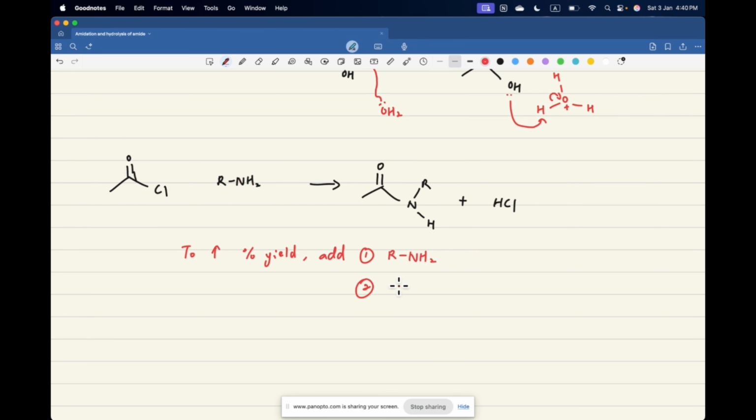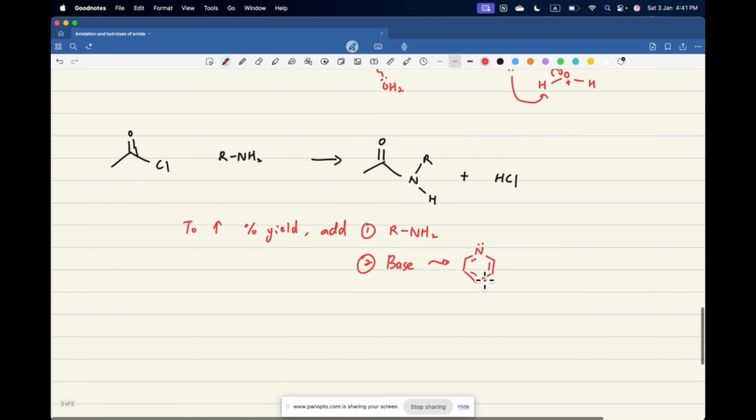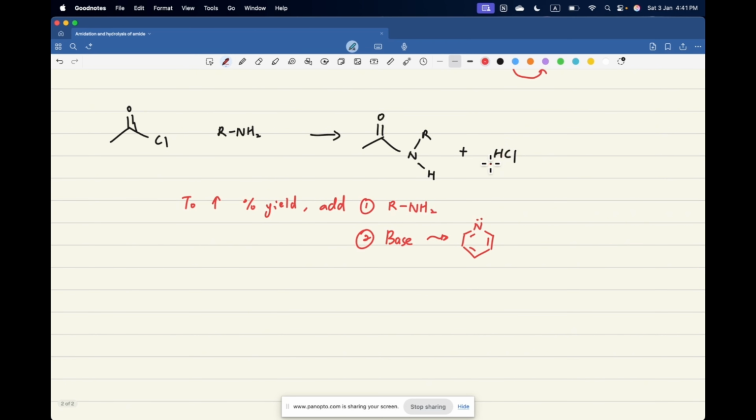And secondly, we can add another base, other than the primary amine. For example, we can add pyridine. So pyridine is a good base for this reaction. Eventually it will just neutralize the hydrochloric acid and give us the space for acyl chloride and primary amine to react. And secondly, we can use a tertiary amine.